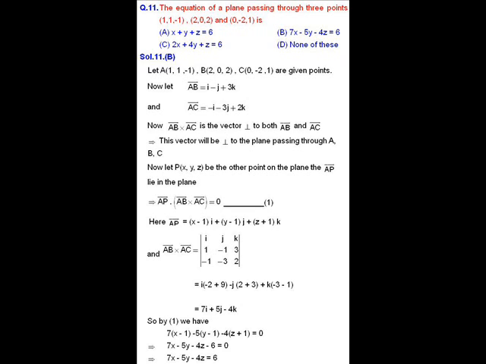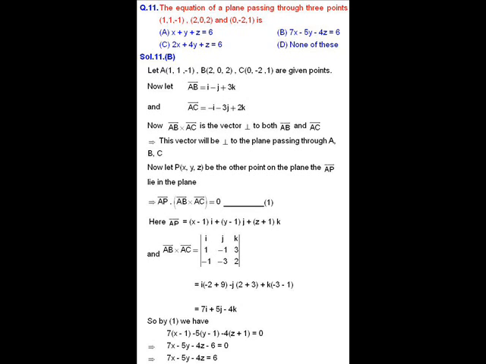So when we compute AB vector, then AB vector equals i minus j plus 3k, and AC vector will be i minus 3j plus 2k. Now we'll take their cross product, that is we'll compute the vector AB cross AC. Then this vector will be perpendicular to both AB and AC, that is, this is the vector which is perpendicular to the plane which is passing through the points ABC.